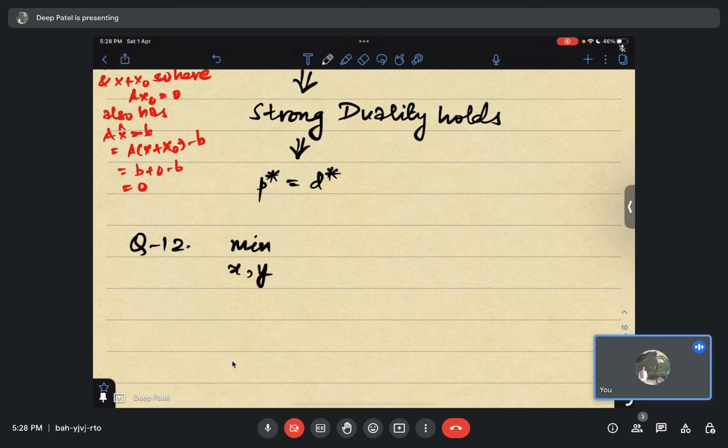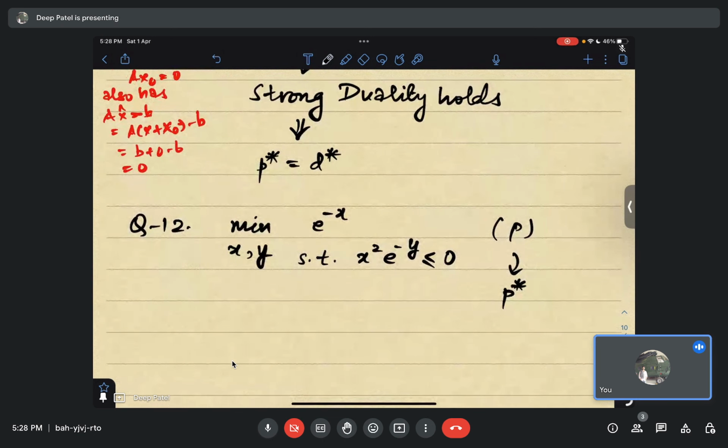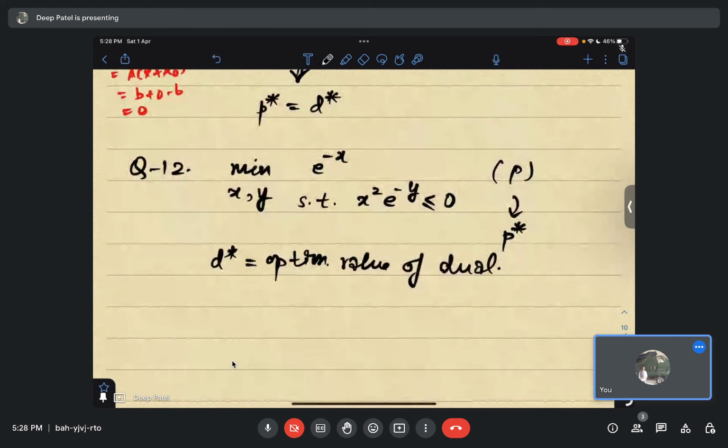So here we have an exponentially decaying function. That's our objective, such that our constraints are this. Okay, and as usual we'll call this P, and the optimal value we'll call P star. And D star is the optimal value of the dual. The question is, what is P star minus D star?